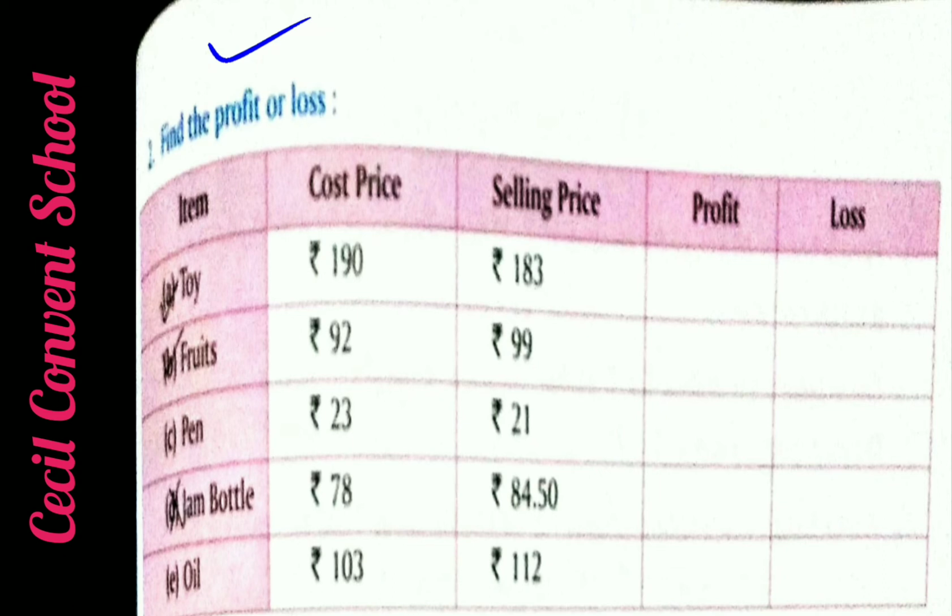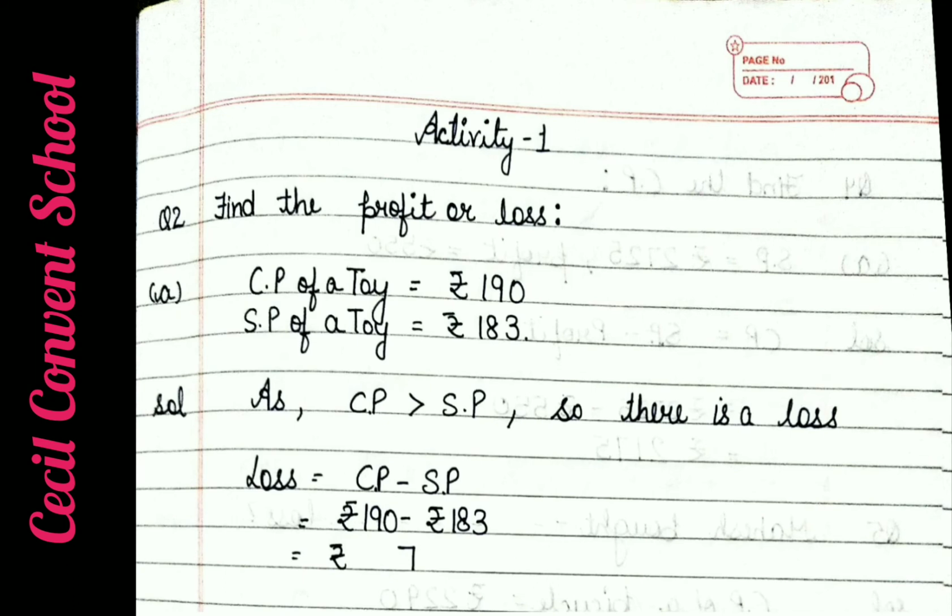So student, we will do A and B part in class, and C and E part is the homework for you. Don't do D part, leave it. A part is cost price of a toy rupees 190 and selling price of a toy 183. We will write the question like this: find the profit or loss. A part, we will not make a table, we will write like this: cost price of a toy is rupees 190, selling price of a toy is 183. As from the question you can understand, CP is greater, so we get a loss.